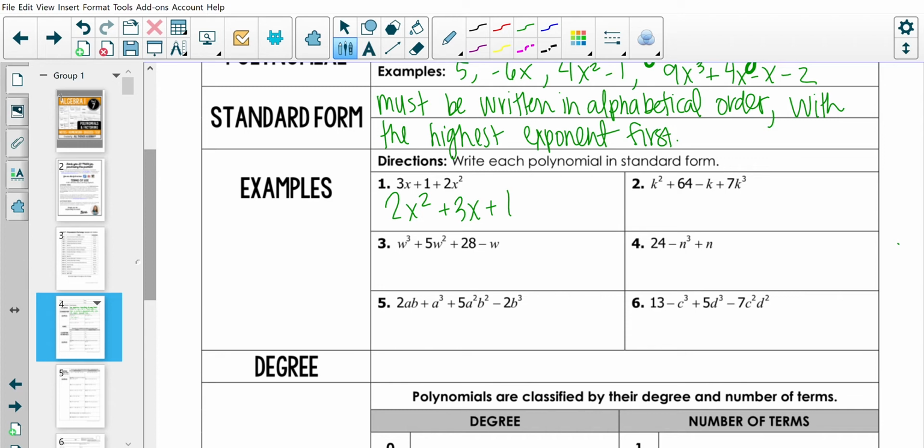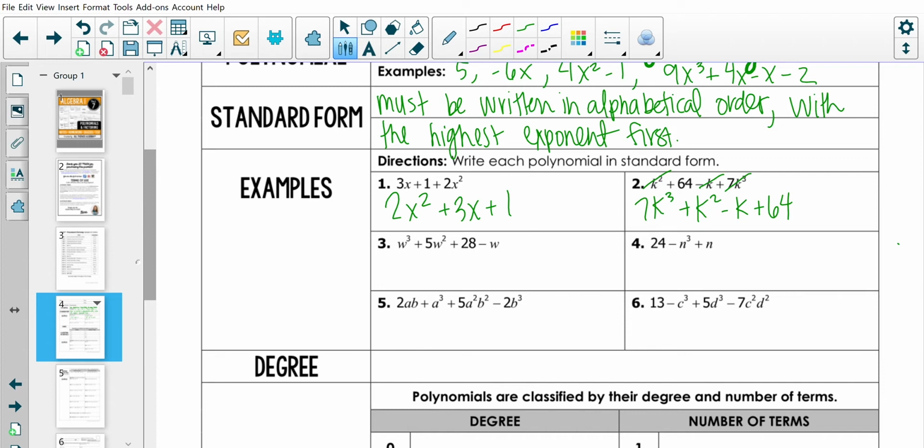Okay, number 2. What should go first? 7k cubed. Then? Plus 2k cubed. Plus k squared. Minus k. Plus 64. So if you don't have a variable, that's the lowest number. Yes. If there's no variable with it, it goes at the end.